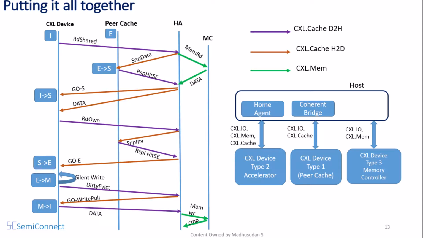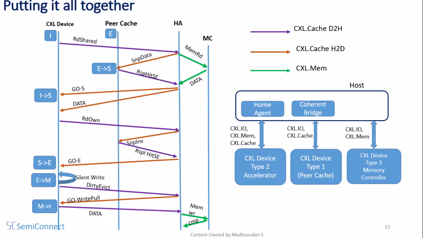So it sends out the request to the home agent, and the home agent in turn sends what is called snoop data as an H to D request to the peer cache. That particular cache line is actually with this peer cache in an exclusive state. That is what is shown as E. The meaning of exclusive state is that this particular cache line is available only with this particular processor, and it is unmodified, which means it is in sync with the main memory.